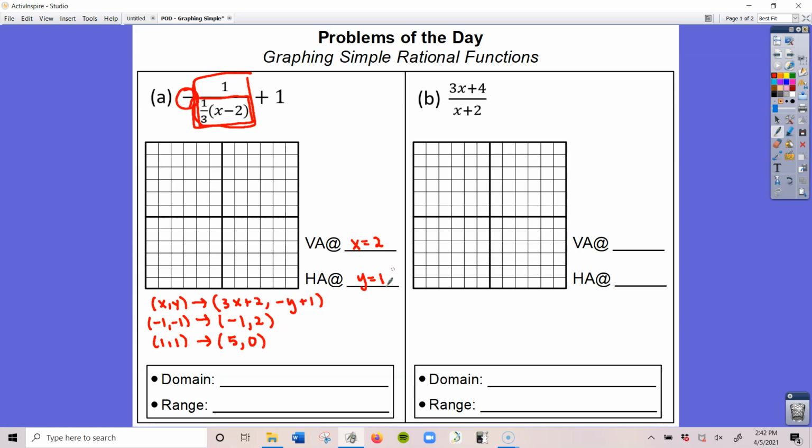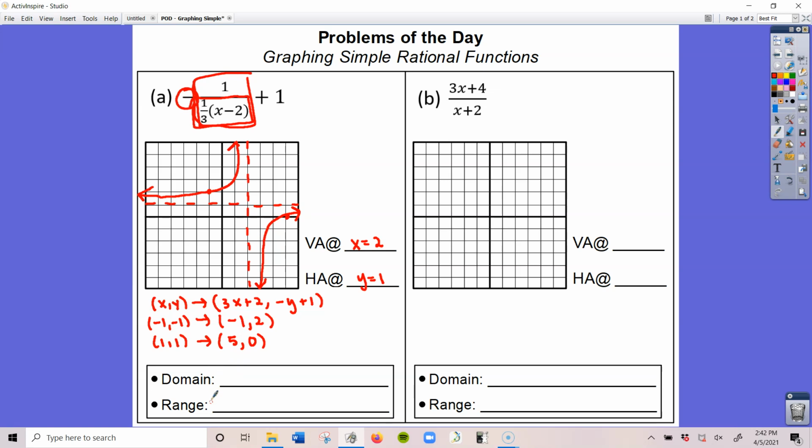So we have our asymptotes, we have our points, we're ready to put this on the graph. So we have the vertical at x is equal to 2. We have the horizontal at y is equal to 1. And now we're going to plot those points: (-1, 2) and (5, 0). And based on where those points lie, we're going to curve according to my asymptotes. So this would be my graph.